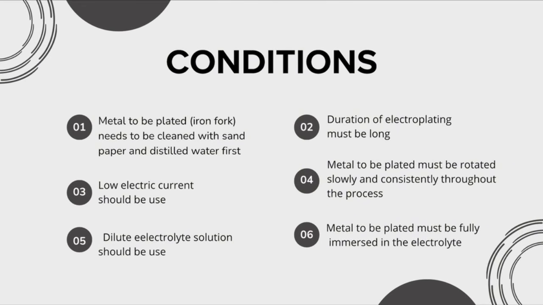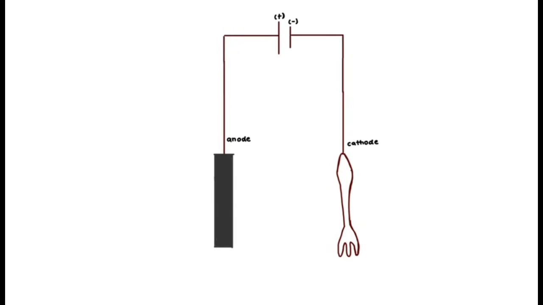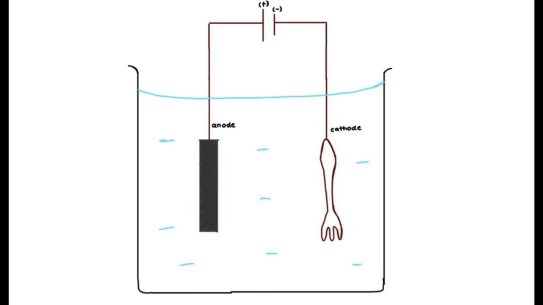First, the metal to be plated, which is the forge, needs to be cleaned first with sandpaper and distilled water. Then, low electric current should be used, dilute electrolyte solution should be used, and the duration of the electroplating must be long. Other than that, the metal to be plated must be rotated slowly and consistently throughout the process. The metal to be plated must be fully immersed in the electrolyte. During the process, zinc is made the anode and the iron material such as the forge is made the cathode. The electrolyte used is zinc sulfate solution.